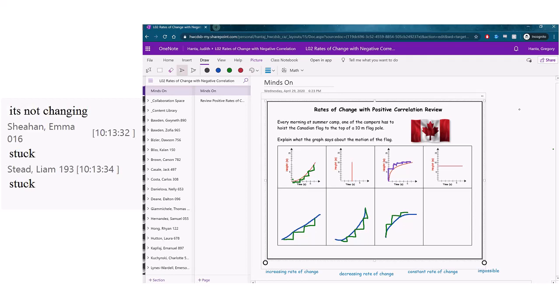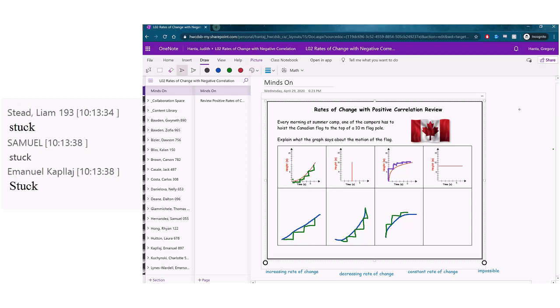Great. You guys are right. It's stuck. So the rate of change is 0 there. It's not moving up the flagpole. Now, what do you think the second one is saying? That's a weird one there, eh?